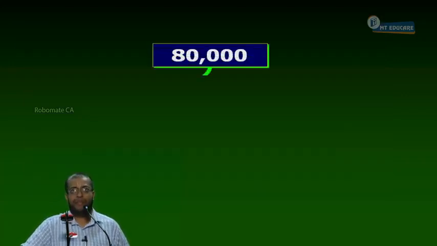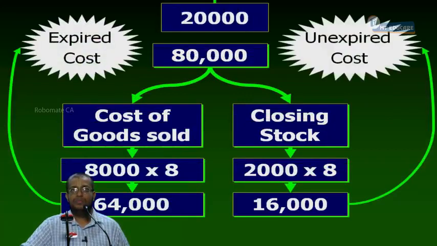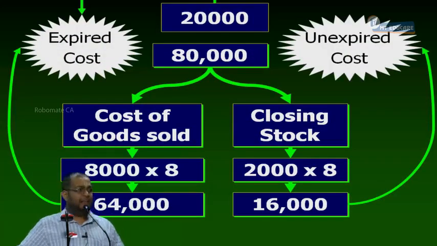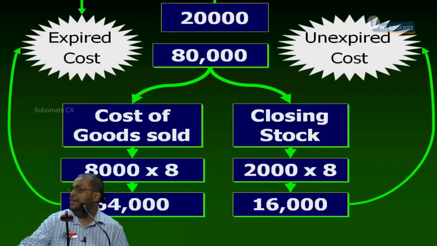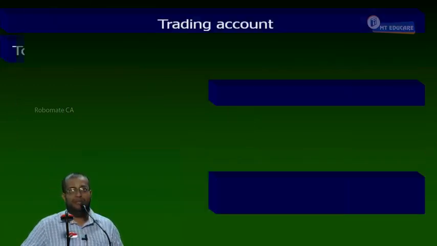Now. So now we are classifying the 1 lakh into expired and unexpired. The 20,000 expires fully. The 18,000 expires only to the extent of 64,000 and 16,000 is unexpired. Let's copy this quickly. Those who have not copied, raise your hand. Shall I proceed now?